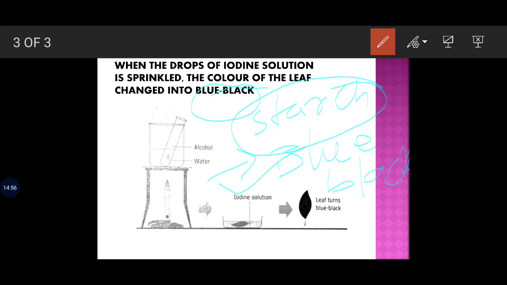Iodine turns the thing blue-black which contains starch. So that's all about these two experiments. Next, we are going to study that light is essential for photosynthesis, and chlorophyll too. So this we will study in the next class. Thank you and have a good day.